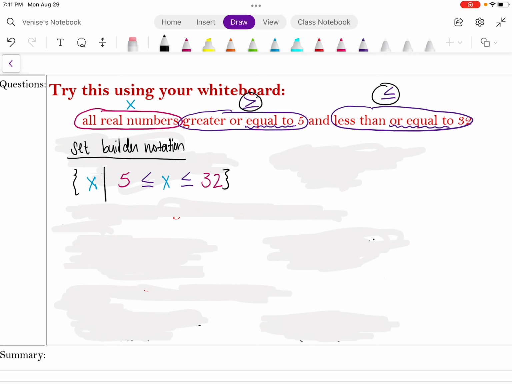Okay? So the next one, our interval notation. So if we have less than or equal to and less than or equal to, do you think it will be a bracket or parentheses? Yes, it would be a bracket. So we start at 5 and end at 32. And that's your answer.